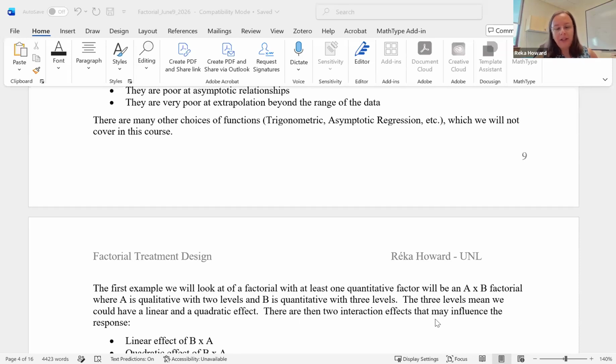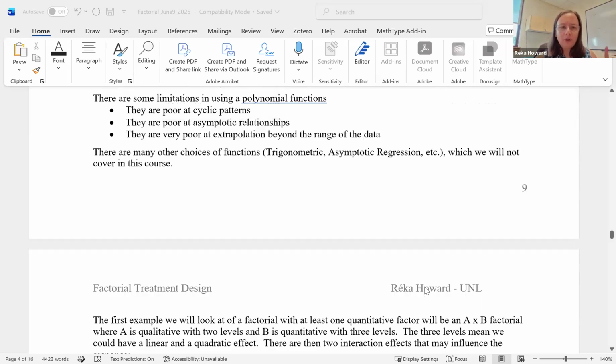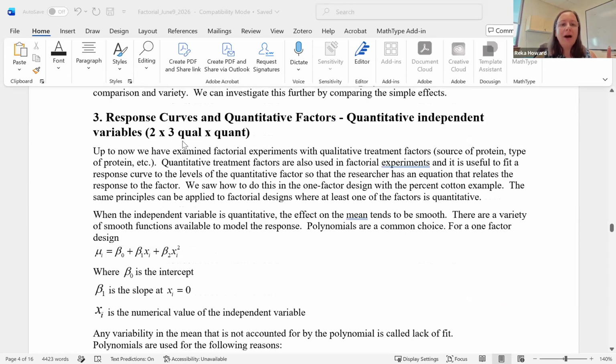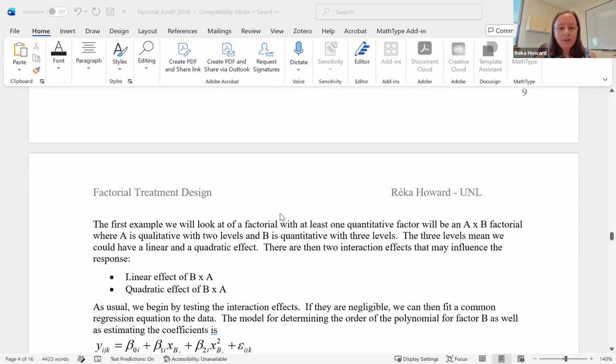So we have a 2 by 3 qualitative by quantitative example. So 2 levels for the qualitative factor and 3 levels for the quantitative. This is the example right here. The qualitative factor will be A, and that will have two levels, and B will be the quantitative factor, and it will have three levels.